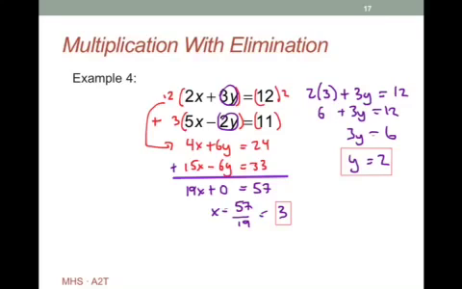Looks like I didn't write it. Let me write it right now. Oops, I wrote it wrong. Hold on, let's fix that. The ordered pair is 3, 2. There we go.